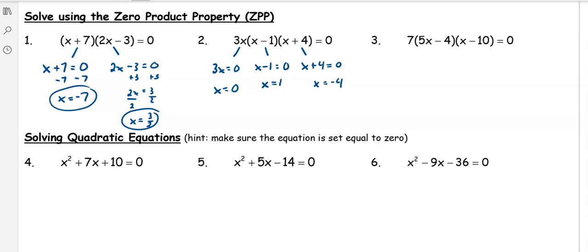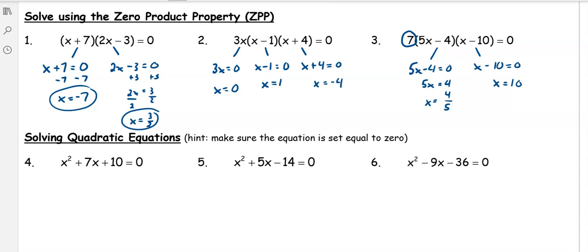Now, in number 3, it's a little bit different because this is a 7. It doesn't have a variable with it, so that's not going to get set equal to 0. We're going to ignore it, and we're just going to set the other two equal to 0. So we have 5x minus 4 equals 0 and x minus 10 equals 0. To solve for x, we have 5x is equal to 4. When we divide by 5, we get x equals 4/5. The other one, all we have to do is switch our signs, so x equals +10.